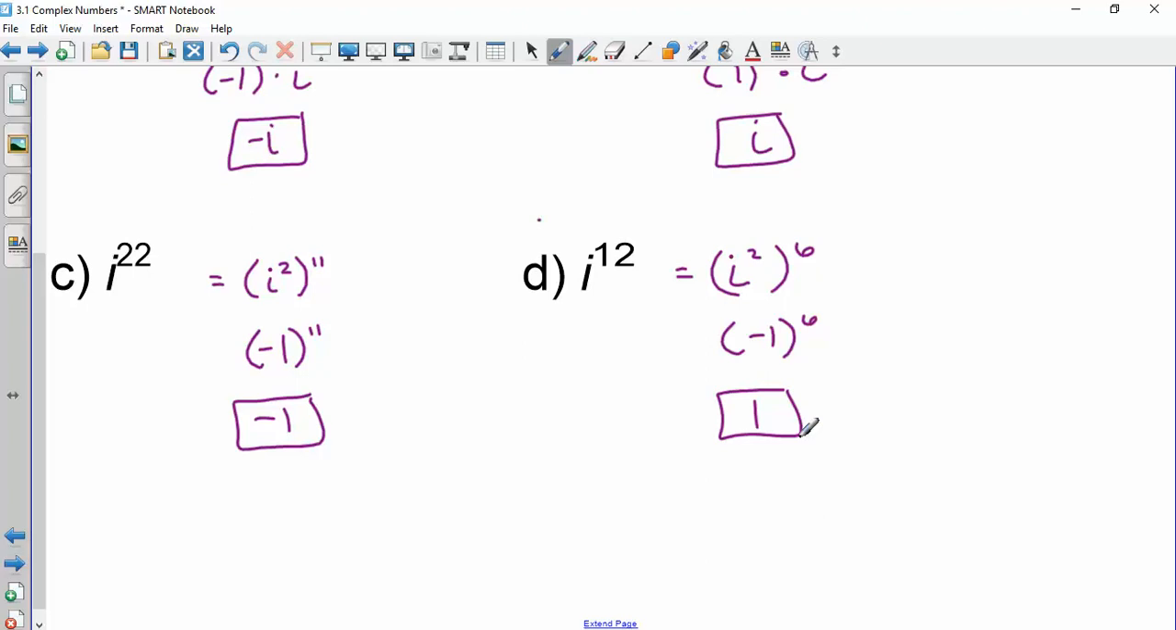If it's an even power, like C and D, is it okay if instead of doing that second step, you just put negative 1 to whatever power we know? Yeah, that's fine.